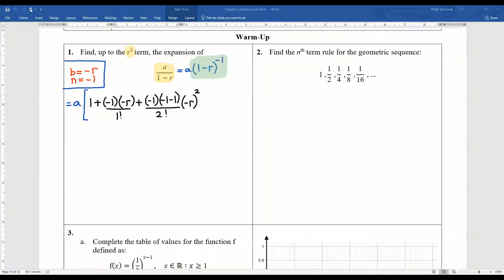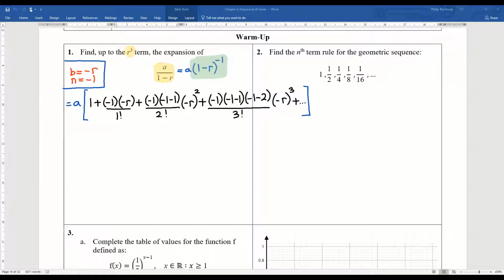Next up, the fourth term. This is going to be -1 multiplied by -1 subtract 1 multiplied by -1 subtract 2, divided by 3 factorial. I'm just encroaching on question 2, but never mind. And then we take our -r, and we have to cube it. There may be more terms to come, so I'm just going to say plus ... and let's close our big square brackets.